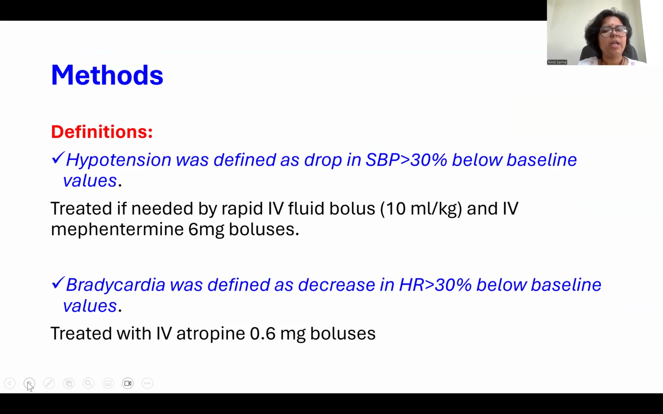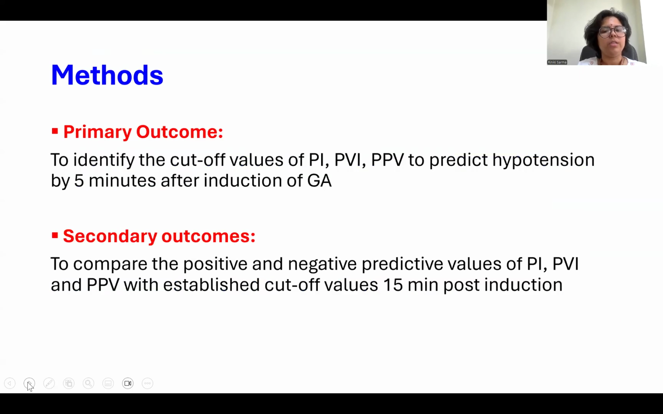In this study, hypotension was defined as a drop in systolic blood pressure more than 30% below the baseline values, and it was treated if needed by rapid IV fluid bolus of 10 ml per kg and mephentermine 6 mg boluses. Bradycardia was defined as a decrease in heart rate more than 30% below baseline values and was treated with IV atropine 0.6 mg boluses.